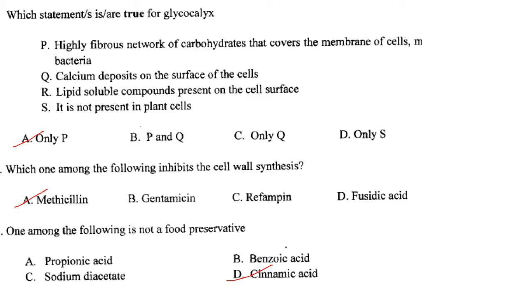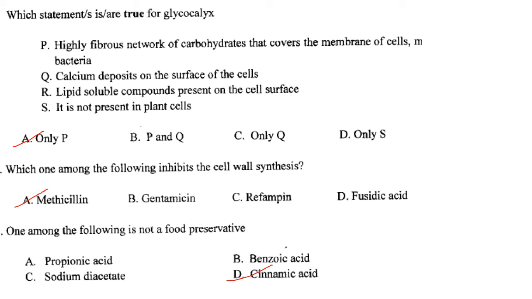Then the statements that are true for glycocalyx. A highly fibrous network of carbohydrates that covers the membrane of cells of bacteria. Then calcium deposit on the surface of the cells, lipid soluble compounds present on the cell surface, and it is not present in plant cells. So the statement that is true for glycocalyx is only P. It is a highly fibrous network of carbohydrate that covers the membrane of cells of many bacteria. So answer is only P.